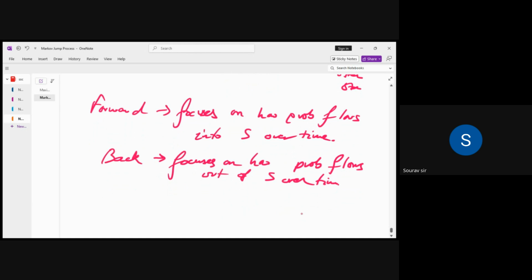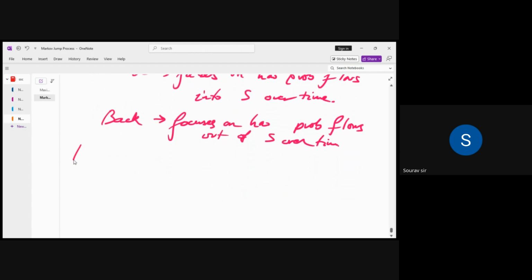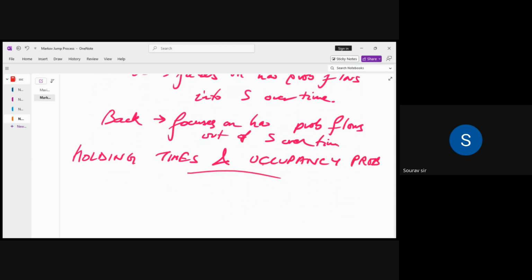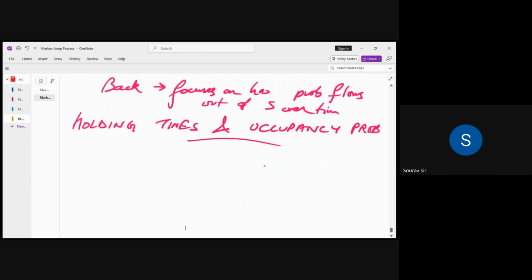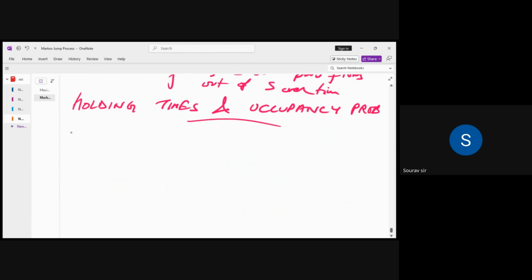Next, holding times and occupancy probabilities. So what are these? In a Markov process, the amount of time spent in a particular state before transitioning to another state is known as holding time. This is a fundamental concept in continuous time Markov chains and plays a crucial role.